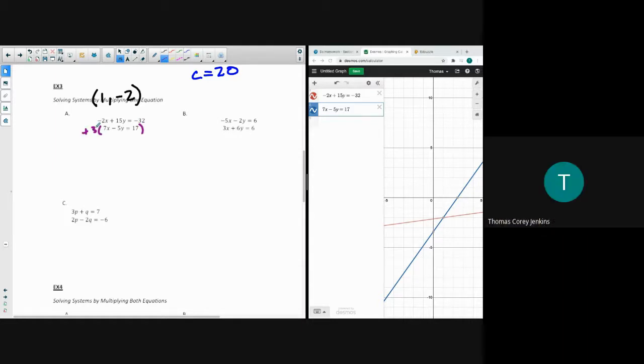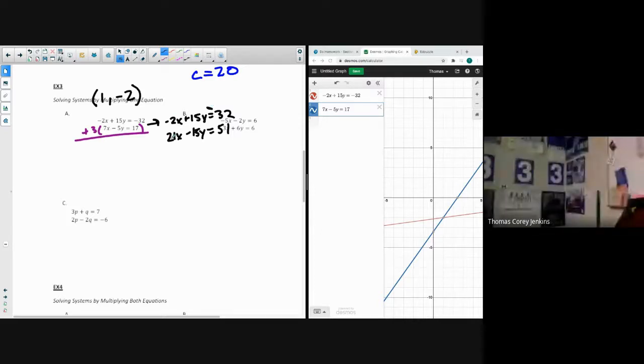So I like to, if you can do this all mentally, that's great. But until that point, I'd go ahead and probably rewrite both of them. But you don't necessarily have to. So that's going to give me -2x plus 15y equals -32. Over top of, now I'm going to distribute my 3. So 21x minus 15y equals, and then 3 times 17, obviously just use your calculator there so you don't mess up, 51. And this should be -32. I wrote 32. So be careful with those signs, obviously.